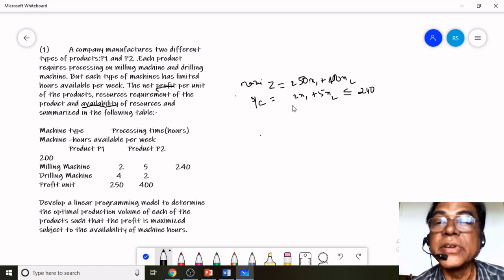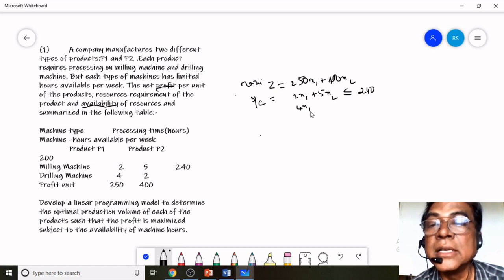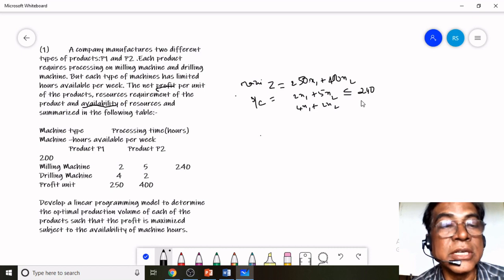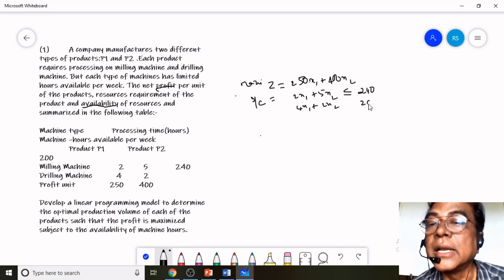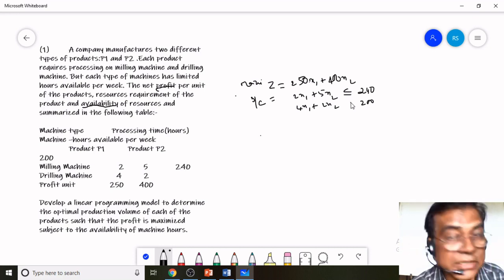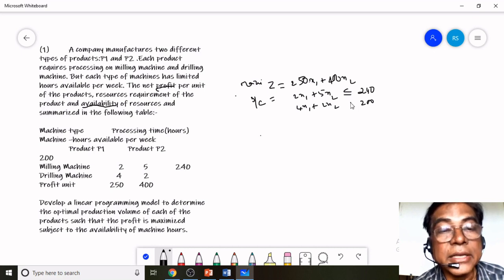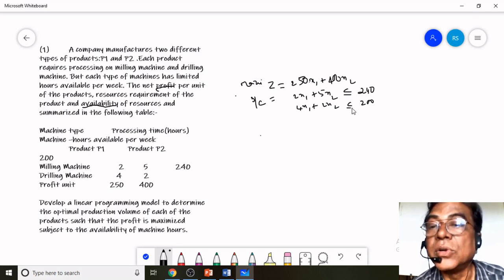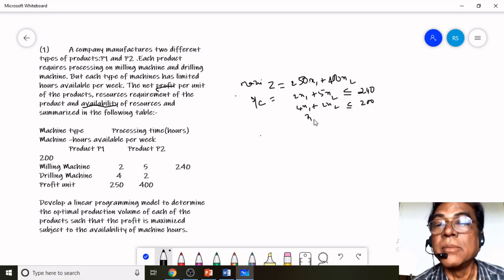Next, go to the second equation: 4x1 plus 2x2, first you write down 200 here. The question is availability. So the first is 2x1 plus 5x2 with 240, and this is 200, so less than or equal to. And x1, x2 greater than or equal to 0.